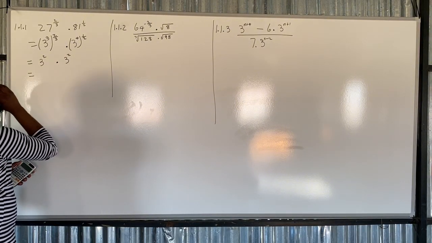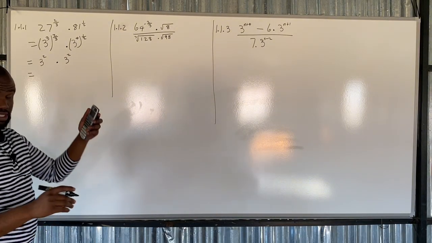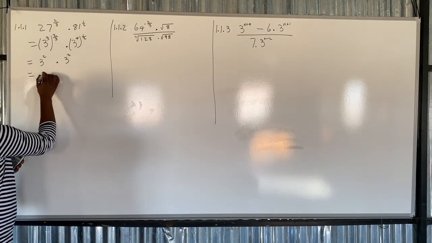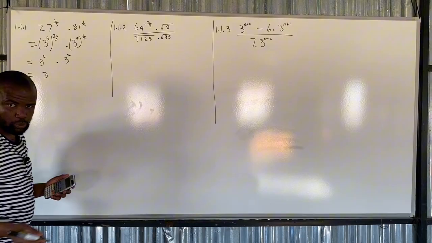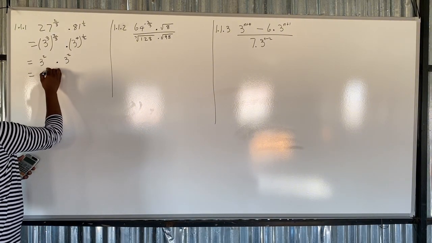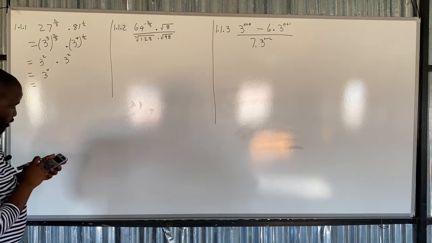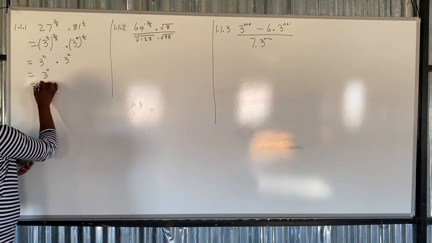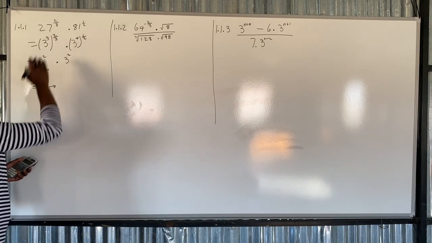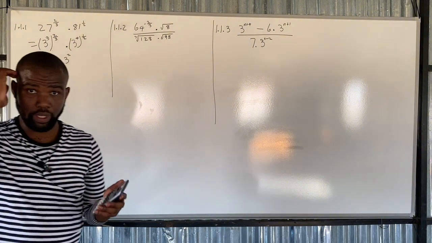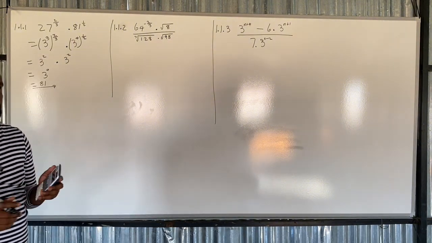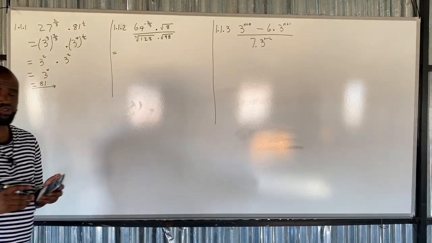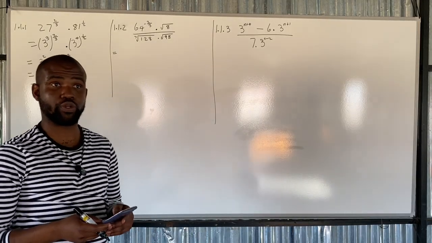And then from here, hopefully you can see that this is the same base and the same base. So we take one base, we add the exponents, and what does that give us? It gives us 4. Then from here, 3 to the power 4 is going to give us what? It's going to give us 81. So the answer here, in terms of simplifying this, is going to be 81. So very, very important.